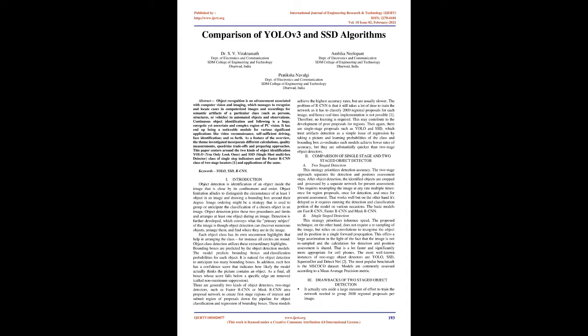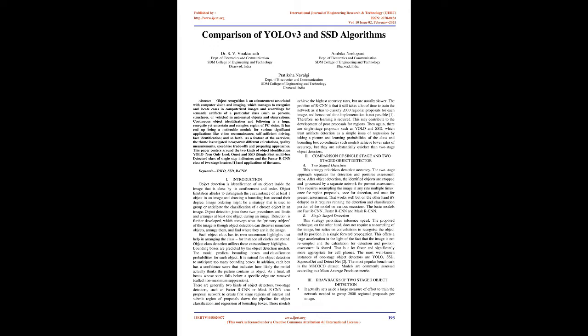Introduction. Object detection is identification of an object inside the image that is enclosed by its localization and classification. Object localization refers to identifying the position of one or more objects in an image and drawing a bounding box around their extent. Image classification is a technique used to group or predict the class of a chosen object in an image. Object detection joins these two procedures and localizes and classifies one or more objects in an image. Image classification conveys what the primary subject of the image is, whereas object detection can discover numerous objects, classify them, and find where they are in the image.